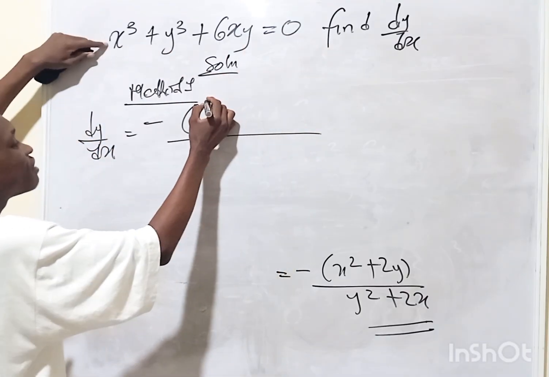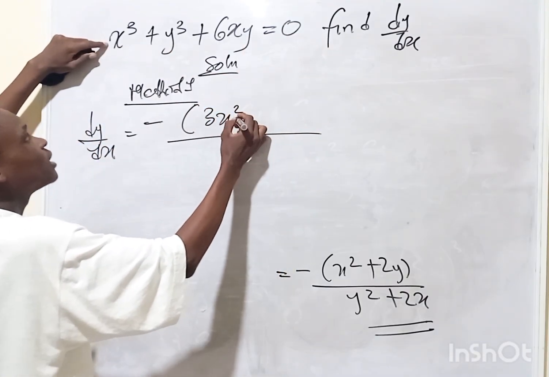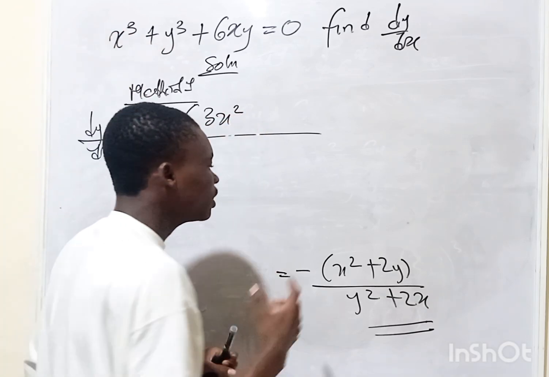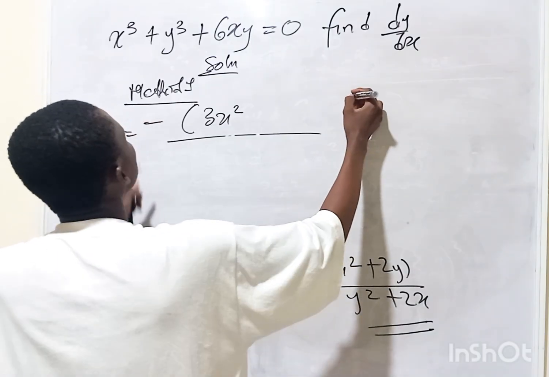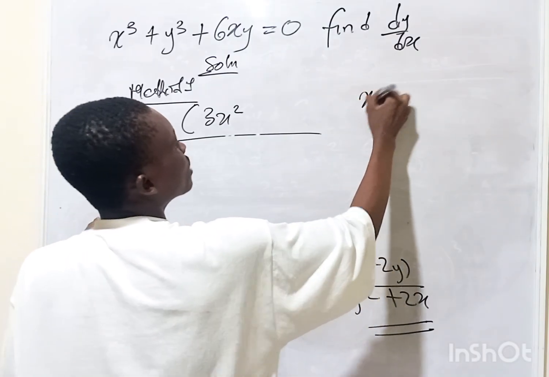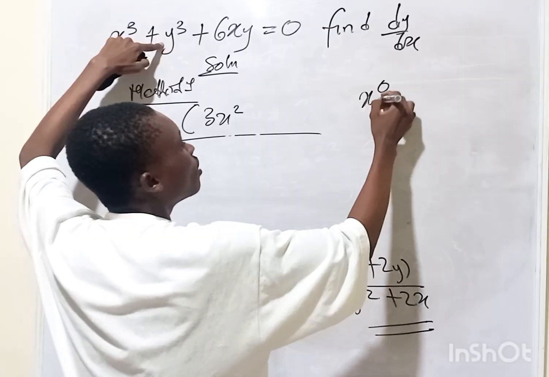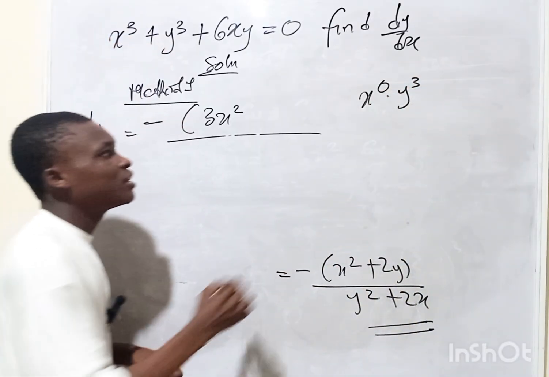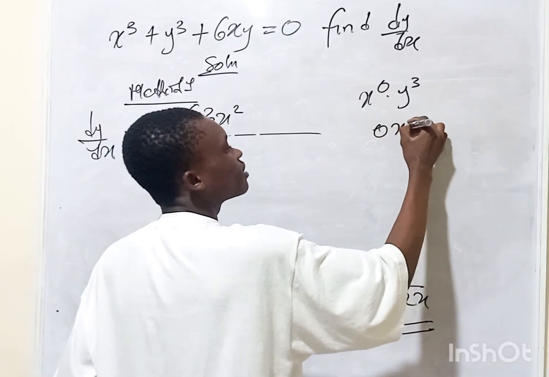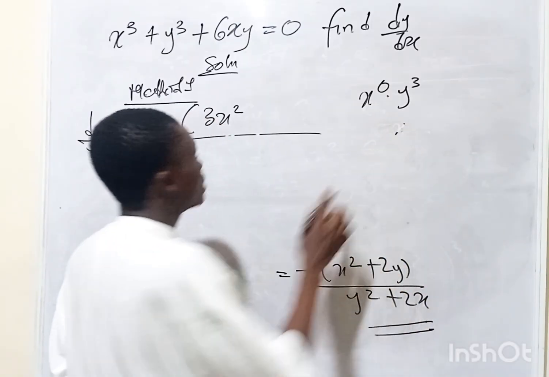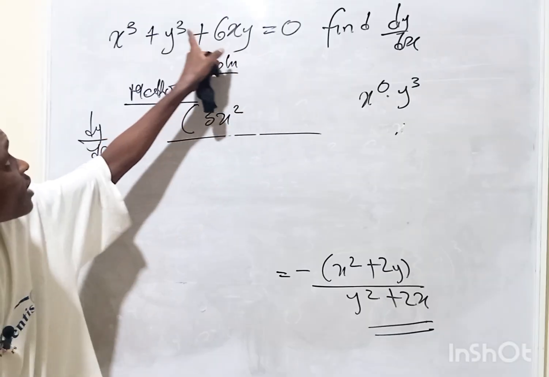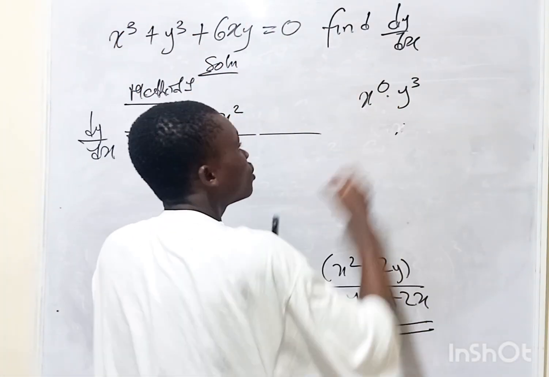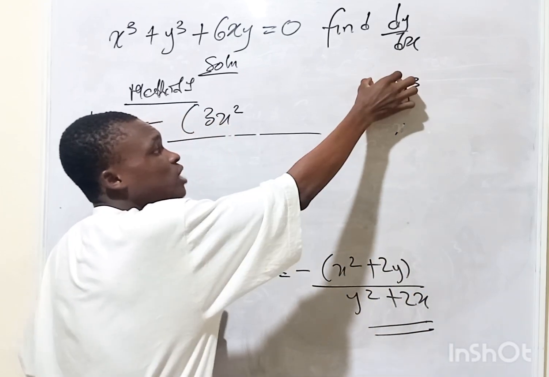Differentiate with respect to x. If we differentiate here with respect to x, we have 3x squared. Differentiate here with respect to x. This is x raised to the power of 0 multiplied by y to the power 3. Right? So if you differentiate this x, this becomes 0. That means since x is not there, the y is gone, it becomes 0. So x raised to the power of 0 is just like saying 1.